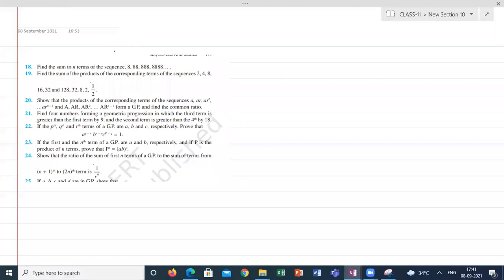Next one. Find the four numbers forming a geometric progression in which the odd term is greater than S. We're done. If the pth, qth, and rth term of a GP are A, B, C, what is the meaning of pth term? AP will be equal to A into R power P minus 1.